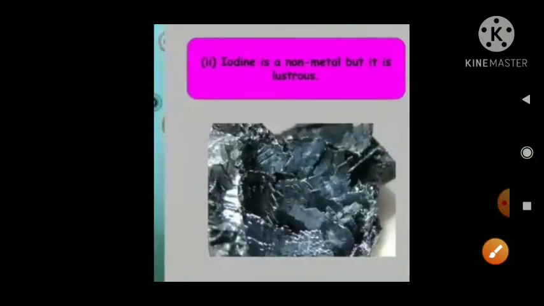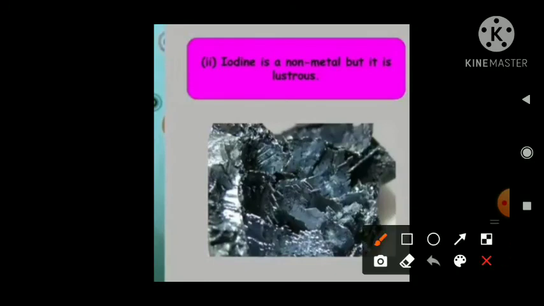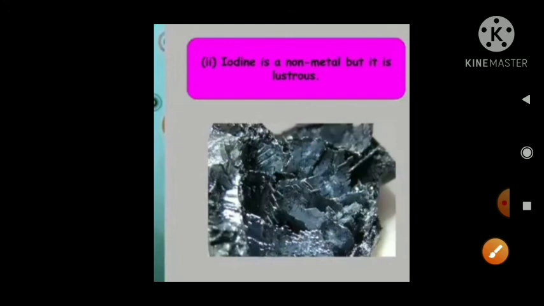Next is iodine. Iodine is a non-metal, but it is lustrous. We know that it is violet in color but has a silver surface. Because of the silver surface it is lustrous, but it is a non-metal.